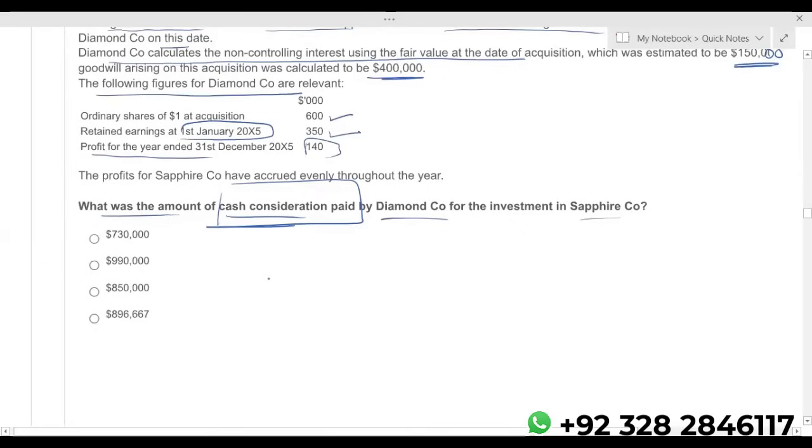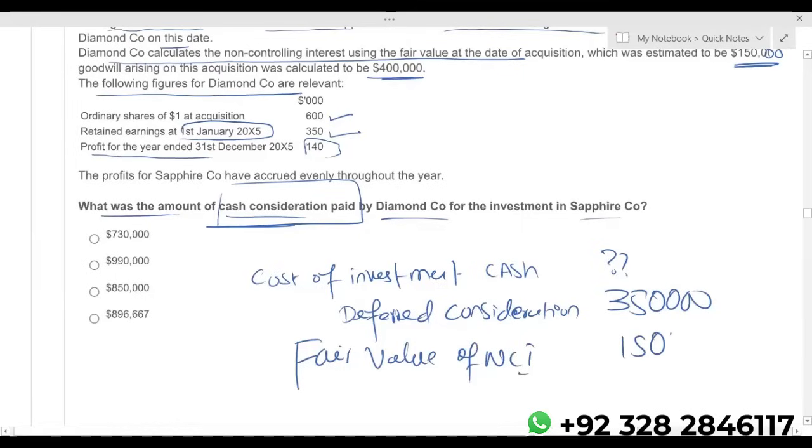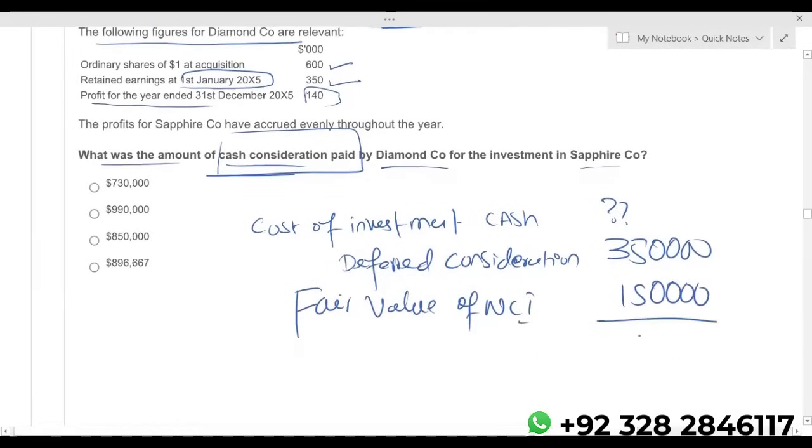How? Keep watching. Cost of investment. One is cash, which we don't know. The second is deferred consideration, which examiner has given us, $3,50,000. Fair value NCI examiner has given us. Fair value of NCI 1,50,000. What is the total amount? No idea at all.